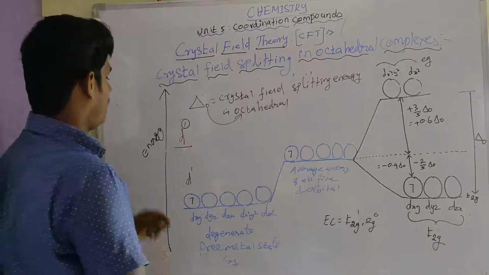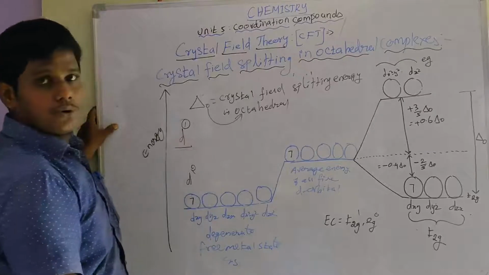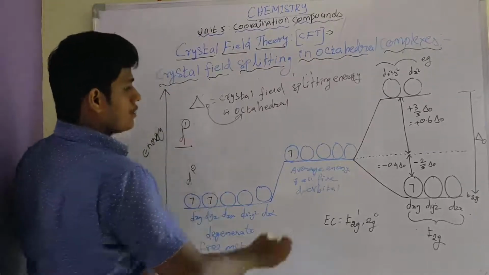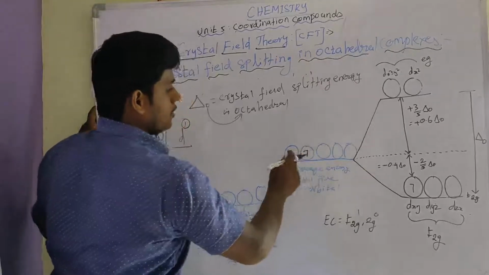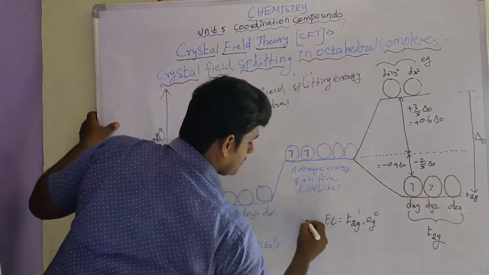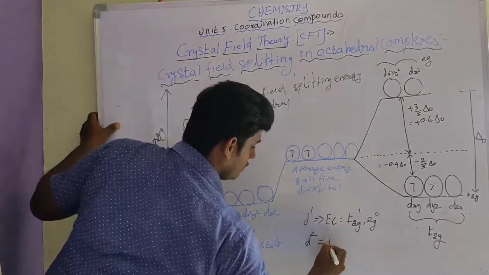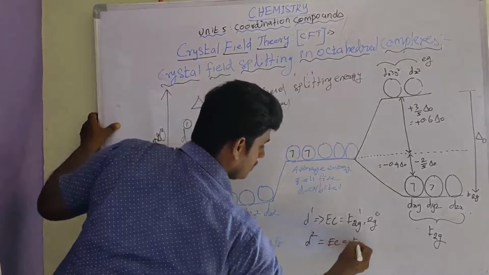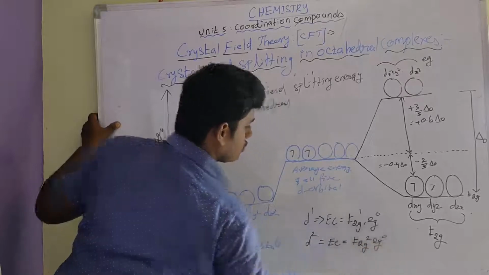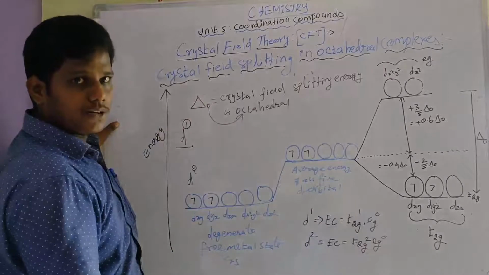Another example: suppose the d orbitals contain two electrons, d2. Both electrons are present in the T2g level, so the electronic configuration is T2g2 Eg0. Similarly we can write for 3, 4, 5, 6, 7 and so on, up to 10 electrons.